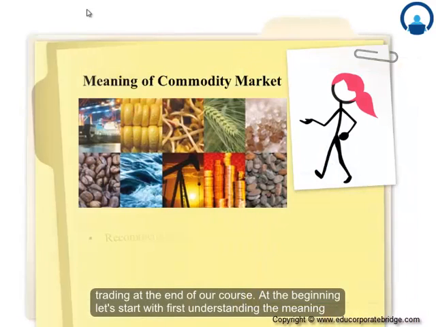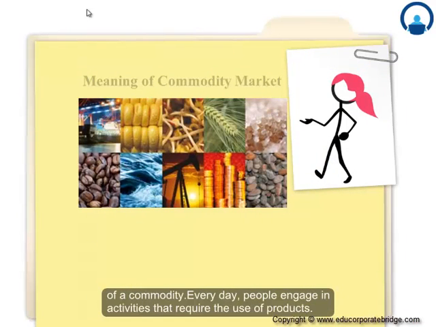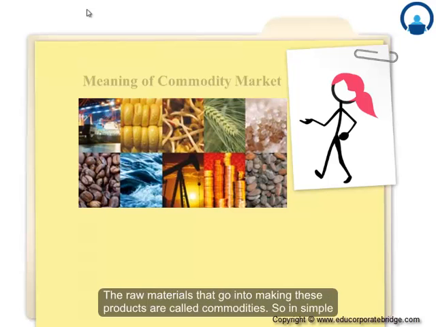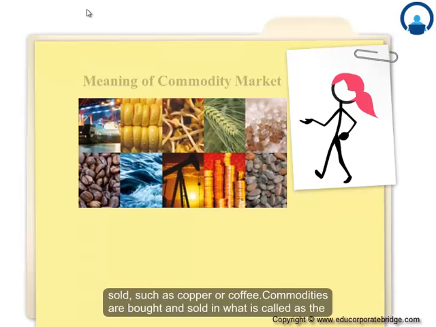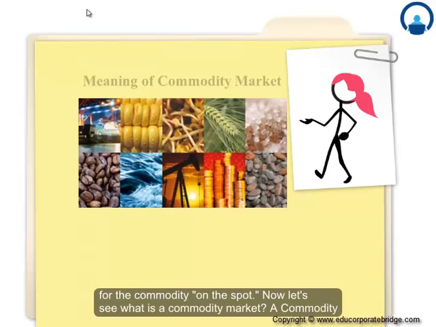At the beginning, let's start with first understanding the meaning of a commodity. Every day, people engage in activities that require the use of products. The raw material that go into making these products are called commodities. So in simple words, a commodity is a raw material or a primary agricultural product that can be bought and sold, such as copper or coffee. Commodities are bought and sold in what is called as the cash market. This is sometimes also called the spot market because people pay in full for the commodity on the spot.